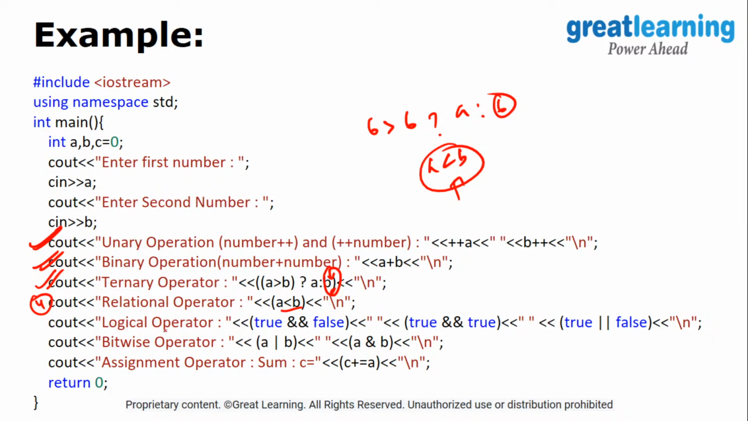Good. So now what happens in this case? True and false, what will be the output here? True and true, what will be the output here? And true and false, what will be the output here? So what will be the output in this step number 5? Quickly, guys. There is a space as well, so you can have output, then a space, then output, then a space, then output. Quickly. None. Uzair, why are you saying none?